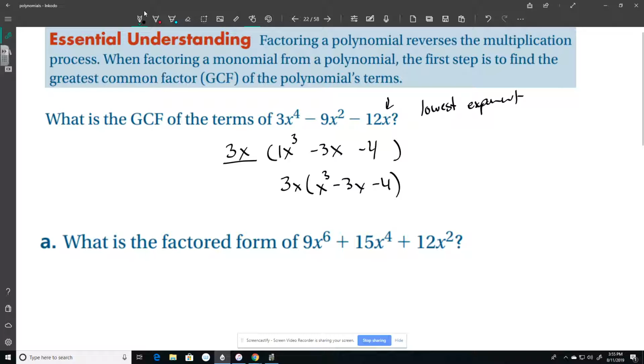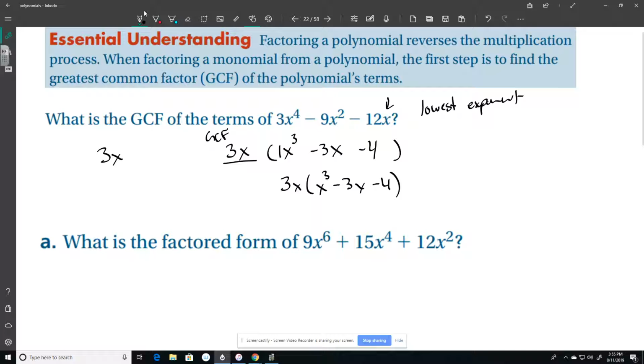So you're distributing backwards. You just have to be careful to look at the coefficient in front and the smallest number of x's. And this is going to be your greatest common factor. So when it says what's the greatest common factor, that's this number out in front, 3x. And that's just what I'm going to pull out.